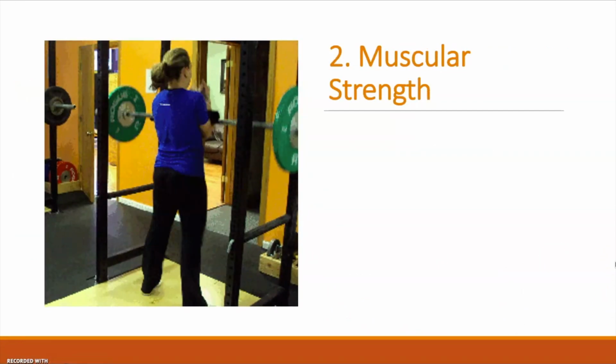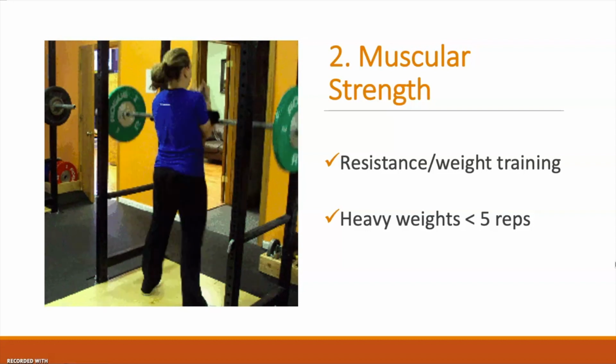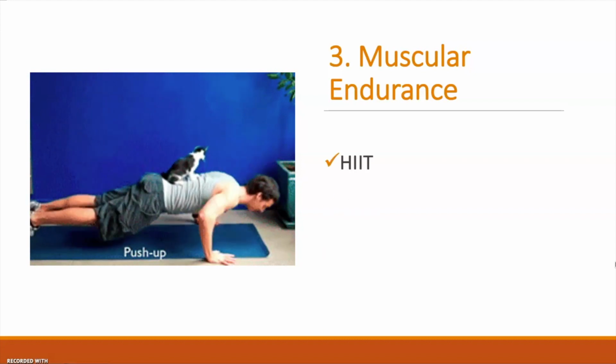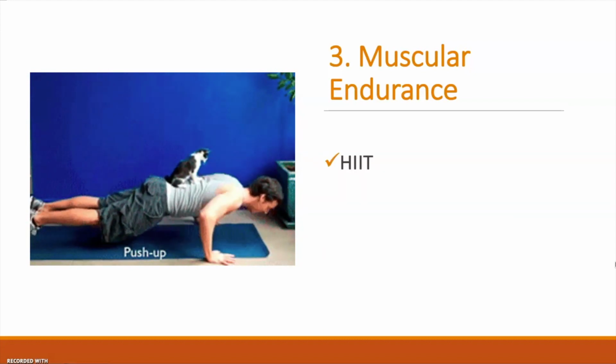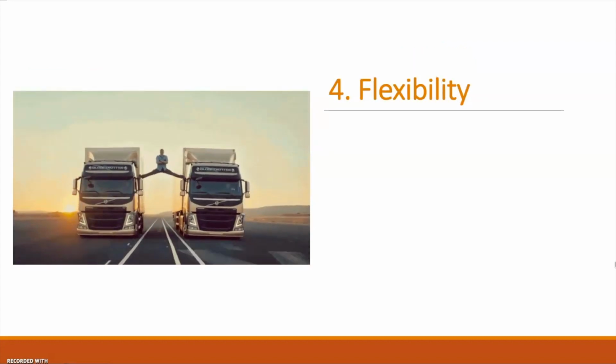How do we improve muscular strength? We can use resistance or weight training. Important to note, we want to use heavy weights, 5 repetitions or less, to make sure we are improving muscular strength. To improve muscular endurance, we can use high intensity interval training and we can use circuit training. These are very similar.